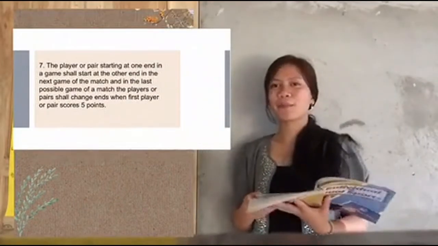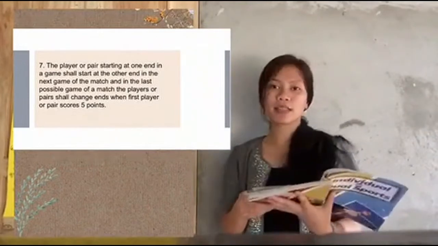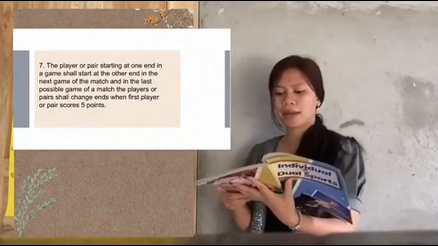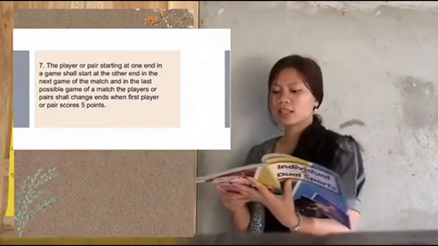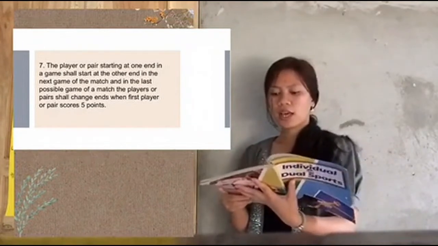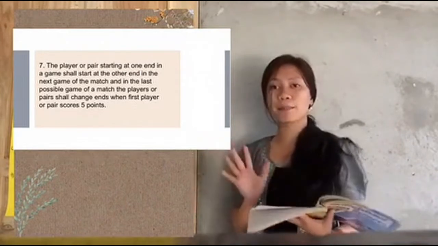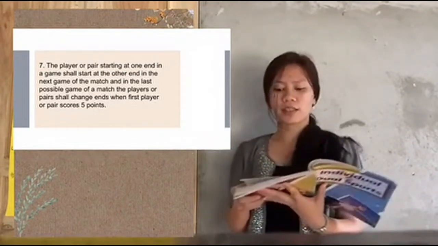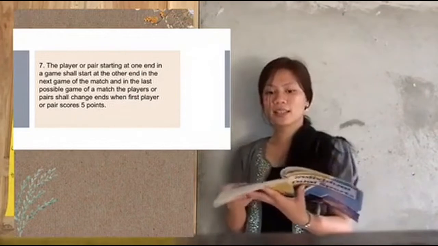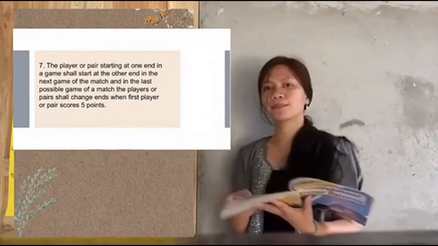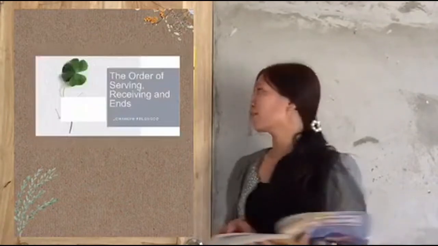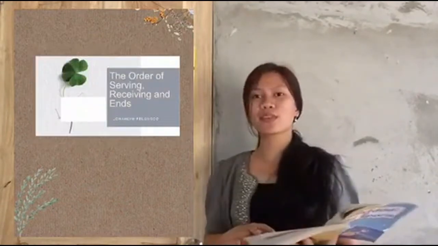Last, number 7. Number 7 states that the player or pair will change ends in each game of the match, and also when the first player scores 5 points, they will change ends of the table. So, that was all for my topic, the 7 rules on the order of serving, receiving, and ends of table tennis.